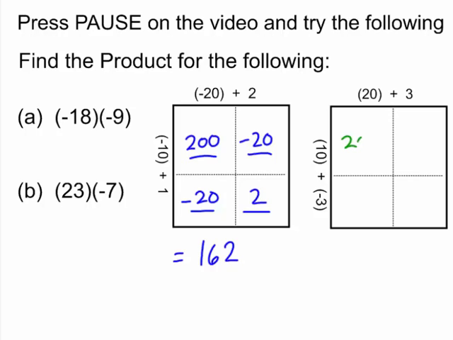10 times 20 again is 200. 10 times 3 is 30. Negative 3 times 20, so I have to be careful. That's a negative 60. And negative 3 times positive 3, negative 9. So I'm going to count these again. So 200. I'm going to add 60 negatives, so that gets me down to 140. Add back 30 positives. That gets me to 170. Add 9 negatives, and 200, 230, 170, 161 should be my final answer.